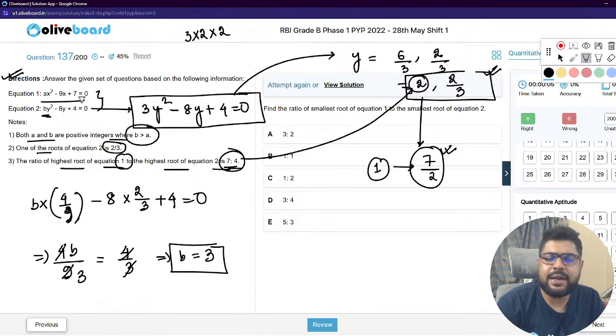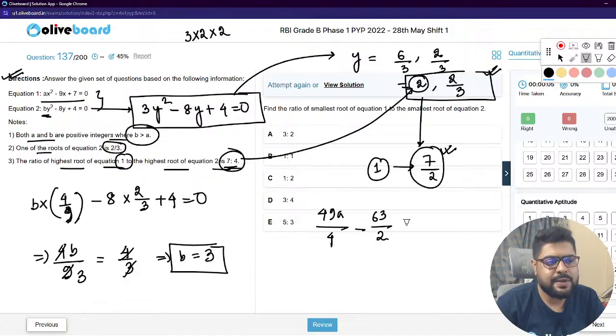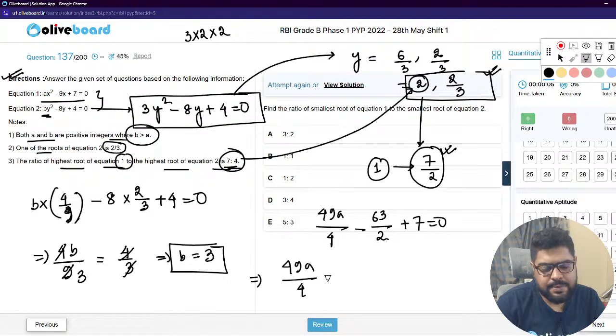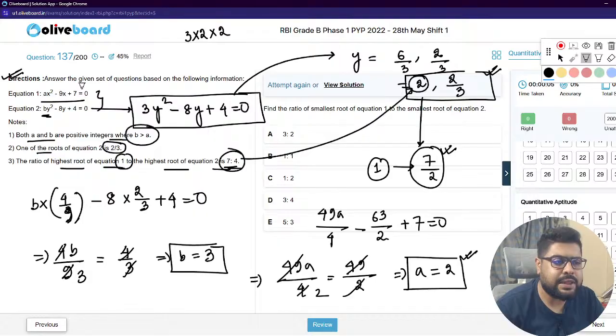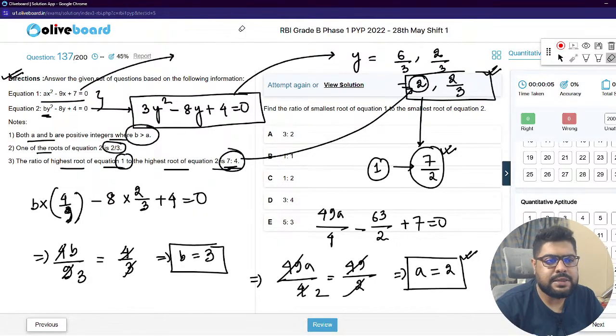Now equation 1. Again I know one root of the equation. So again if I put it, I will get the value of A. Let's do this. 49A by 4, 7 by 2 I put. Minus 9, so this is 63 by 2. Plus 7 is 0. So 49A by 4 gives you 14 means, yes, again 49 by 2. 49 gone, this is gone. A is coming out to be 2, so that means this equation now looks like 2x square minus 9x plus 7.